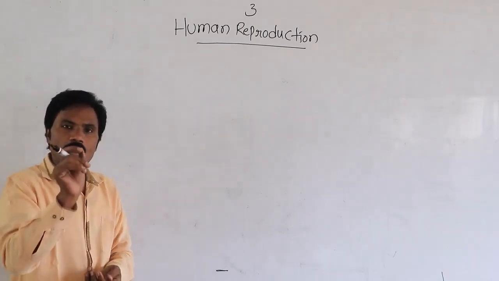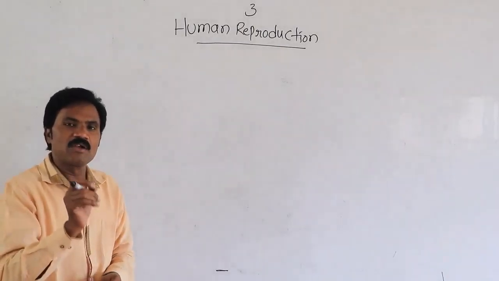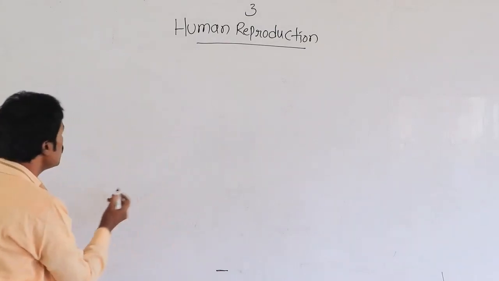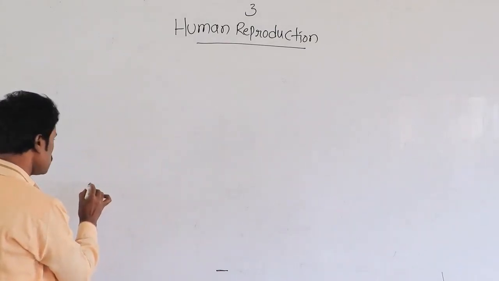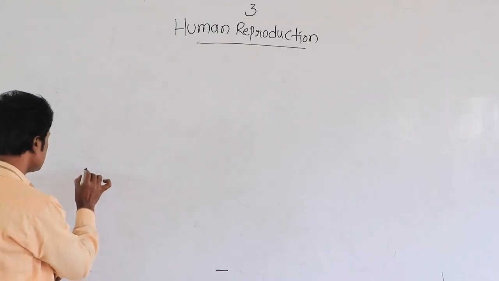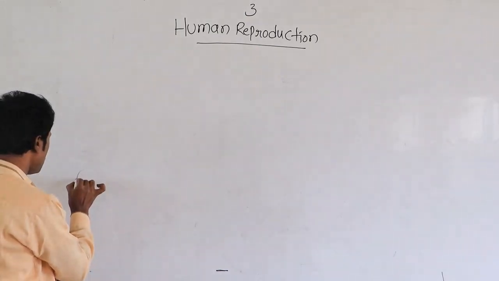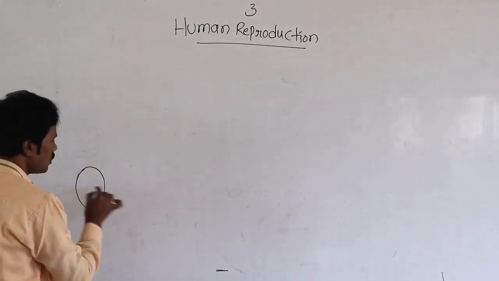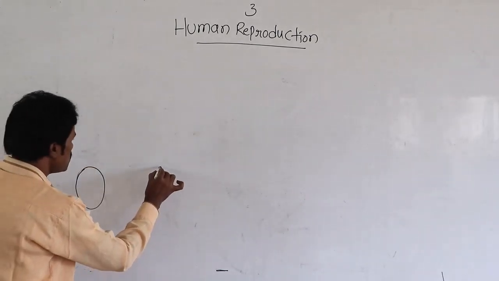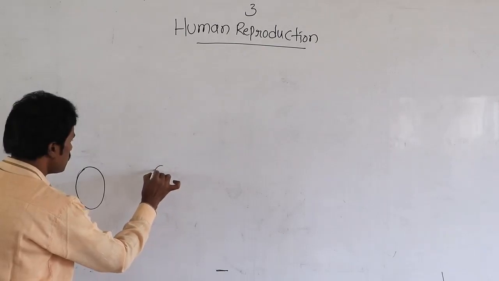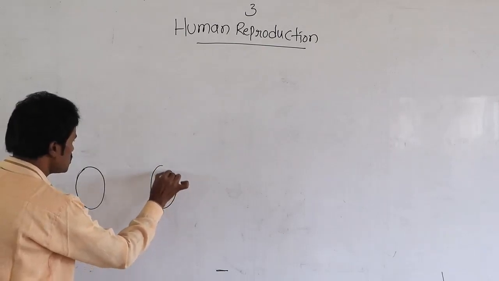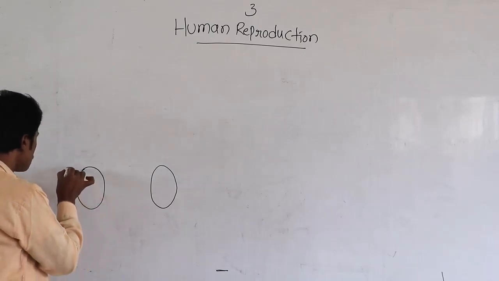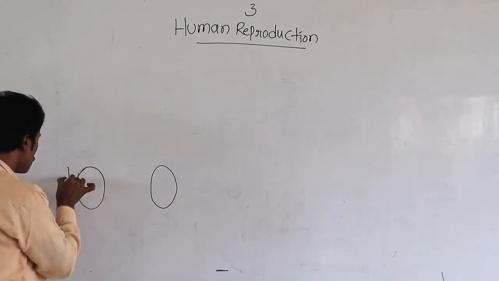Now you observe carefully the front view of the male reproductive system. In that front view, first you draw the testis. One pair of testis is there. Normally, the testis is present inside the scrotal sacs.